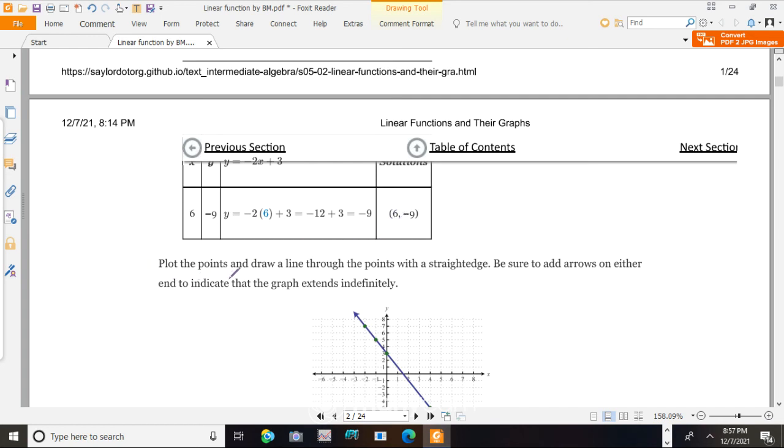Plot these points, and draw a line through the points with a straight edge. Be sure to add an arrow on either side. It's necessary, either side. An arrow is necessary here.